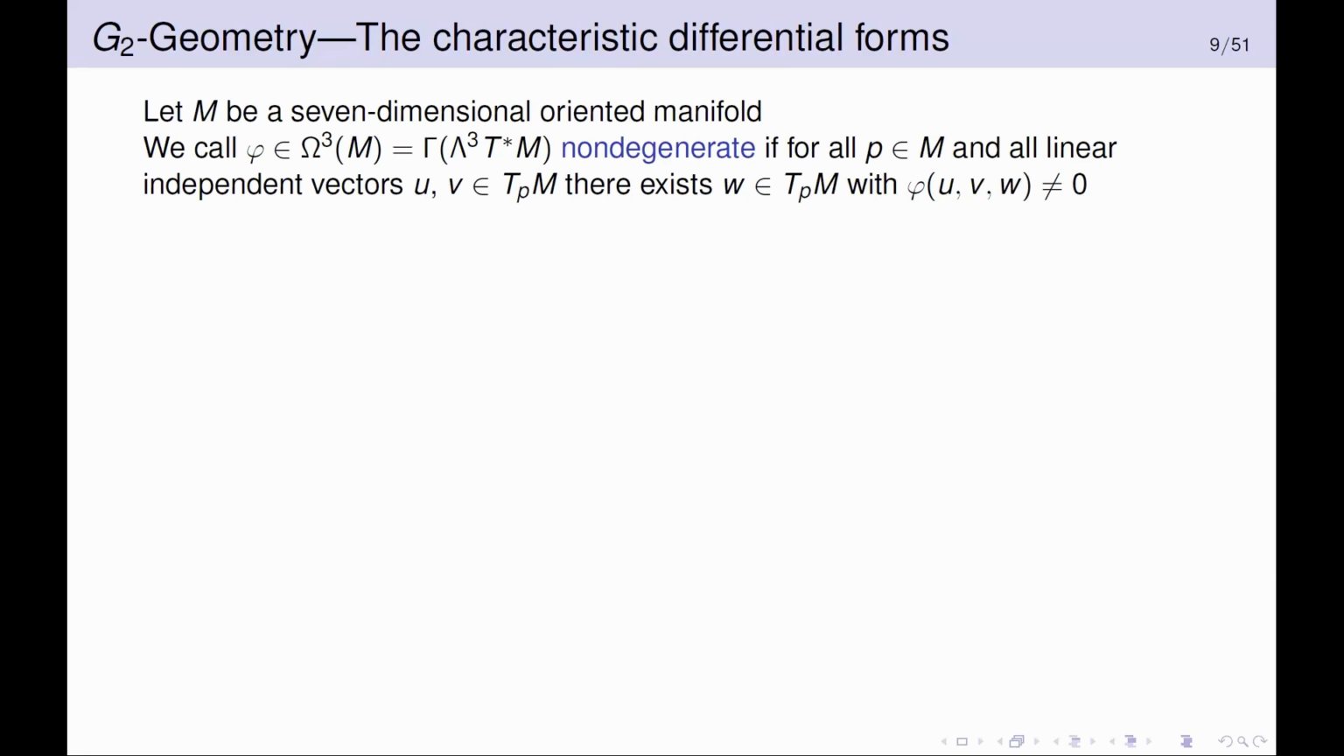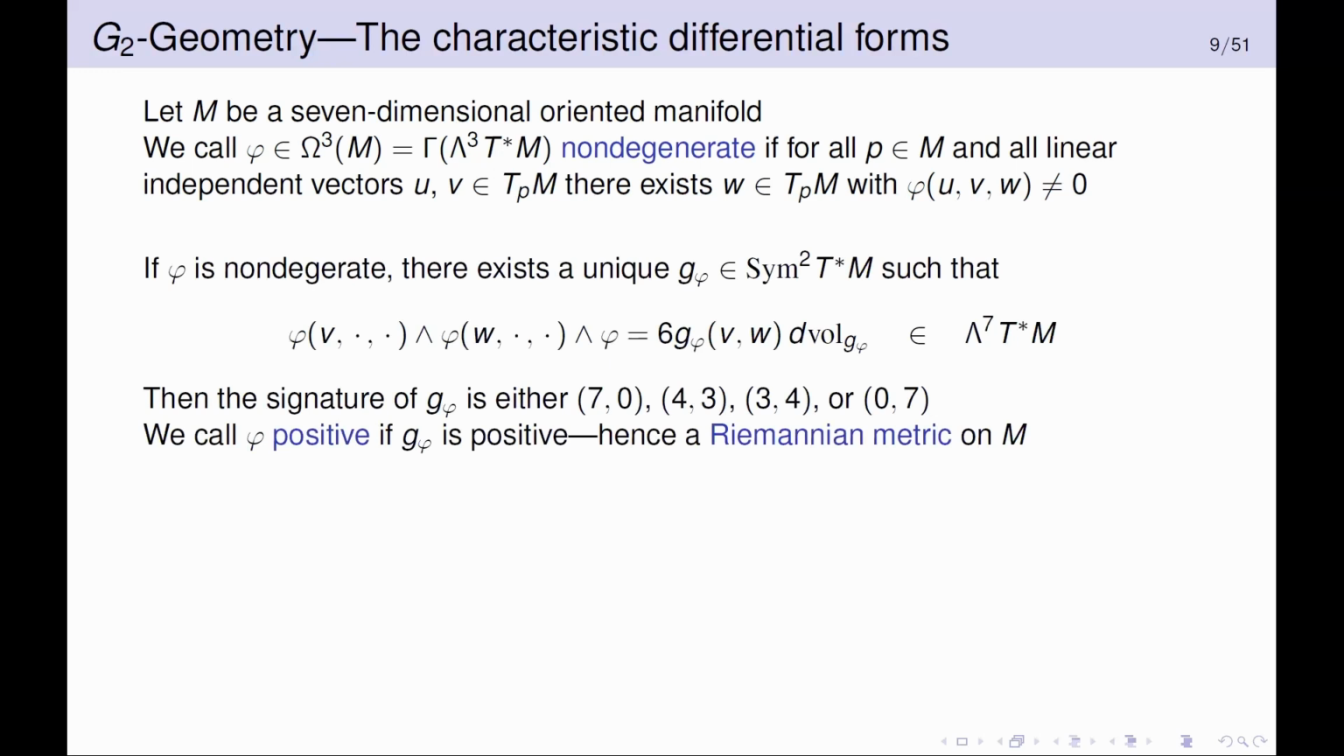Like a scalar form is non-degenerate, it means for every vector you find a second vector so that the result is non-zero. And here you have to start with a pair. Okay, if that is the case, then there is a unique symmetric bilinear form G phi on your manifold. And if you write the strange formula, you plug one vector into phi, then you wedge with phi the second vector in it, and then you wedge with phi just as it is. You get this 7-form. Then the idea is this should be 6 times G phi of V and W times the volume form that is associated to this.